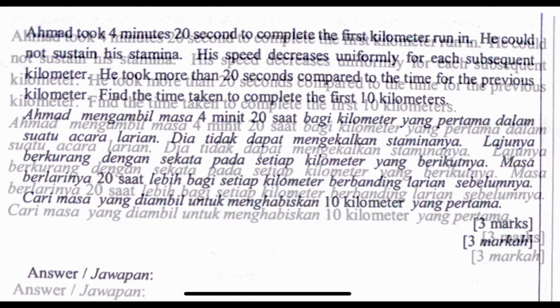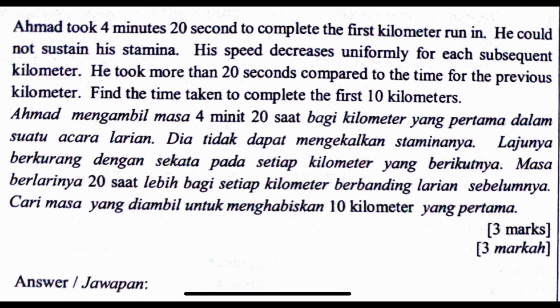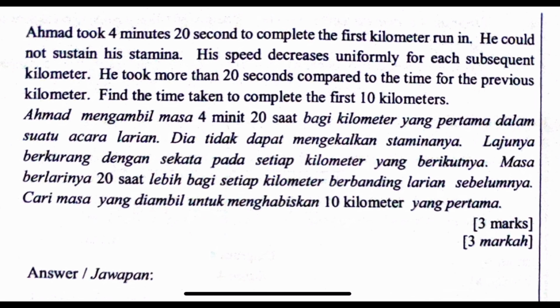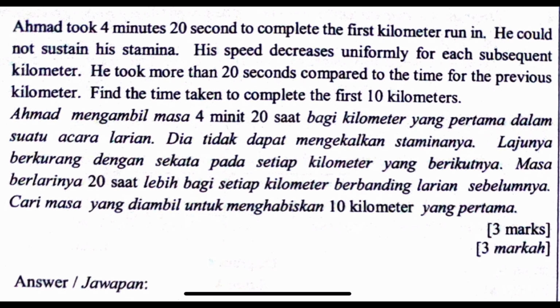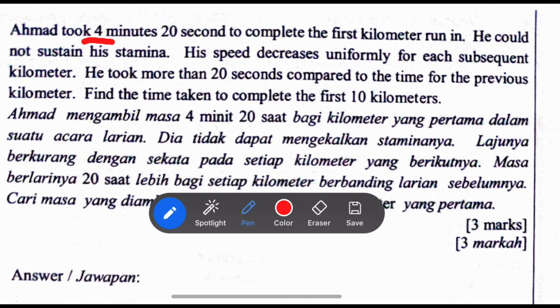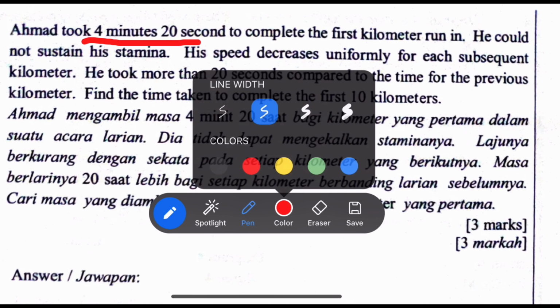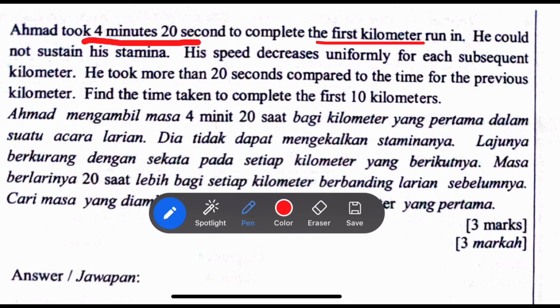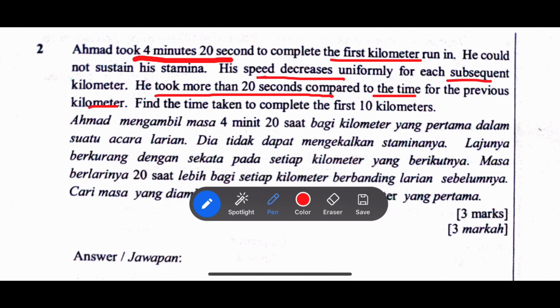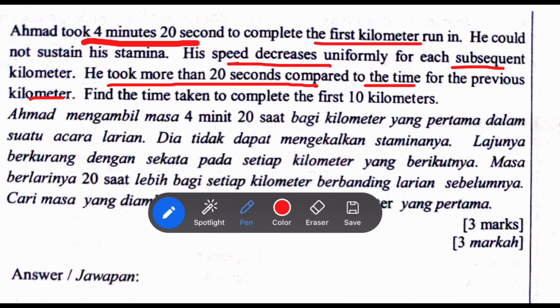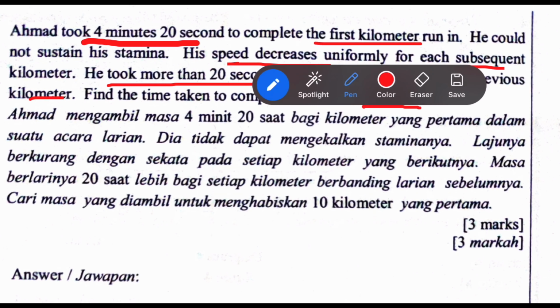Next, we will discuss question number 2. Ahmad took 4 minutes 20 seconds to complete the first kilometer run. He could not sustain his stamina. His speed decreases uniformly for each subsequent kilometer. He took 20 seconds more compared to the time for the previous kilometer. Find the time taken to complete the first 10 kilometers.